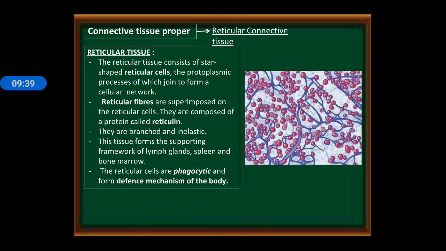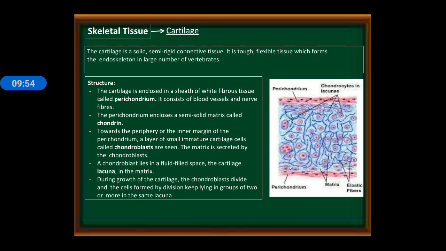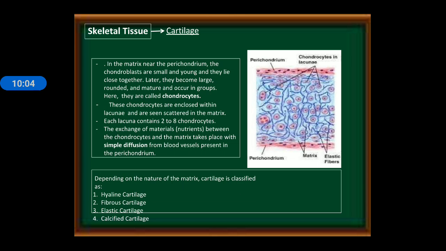Next is reticular tissue. Reticular tissue refers to star-shaped reticular cells, and they form a network. We can see in this slide they form the network, and the network is formed of a protein known as reticulin. Next is cartilage. Cartilage is a solid, semi-rigid connective tissue, and it is a tough, flexible tissue which forms the endoskeleton in a large number of vertebrates. On the basis of different function or type, cartilage is classified as hyaline cartilage, fibrous cartilage, elastic cartilage, and calcified cartilage.